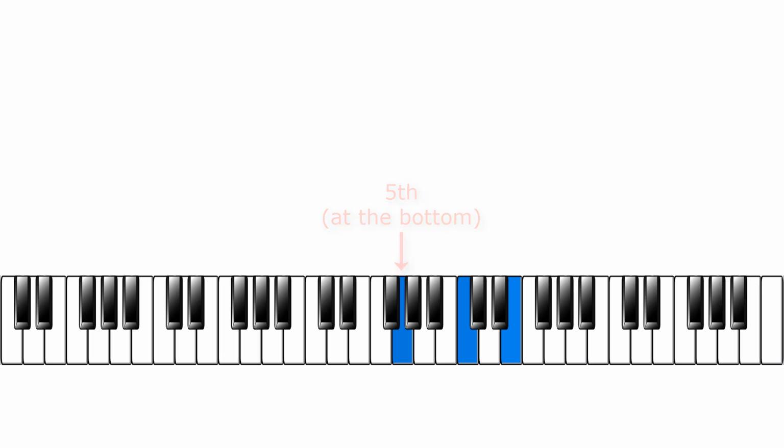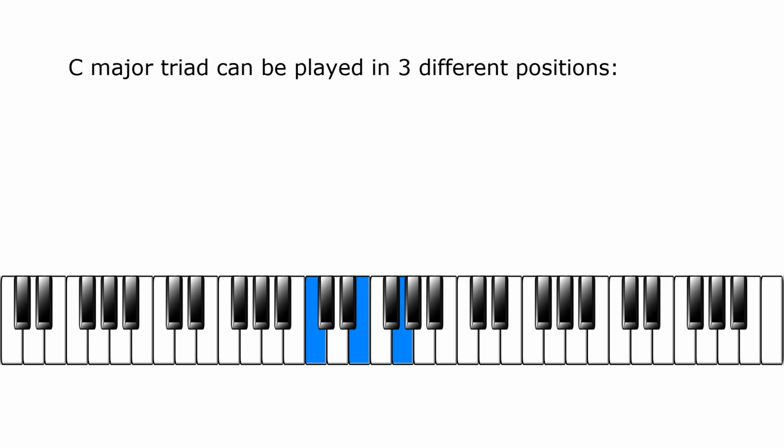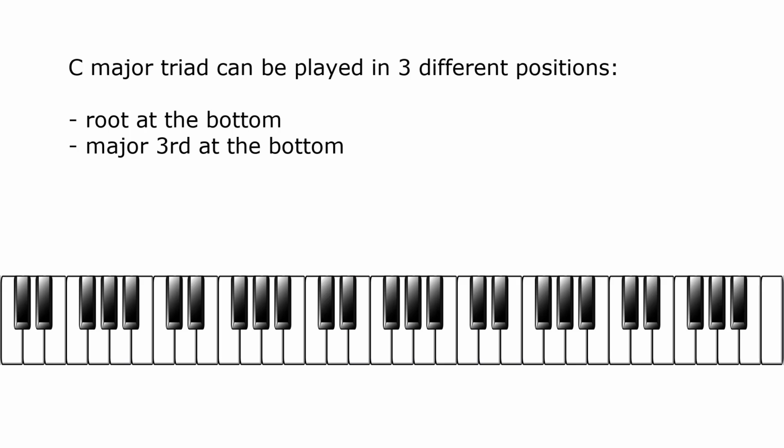When I would do this trick one more time and move the lowest note, the G, an octave up, I would get the same chord as in the beginning, with C at the bottom. Only now an octave higher than the C chord where we started with. This means that I can play the C major triad in 3 different positions, with the root at the bottom, the major third at the bottom, or the fifth at the bottom.